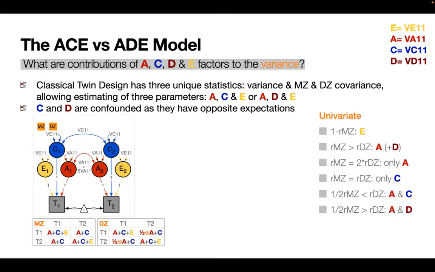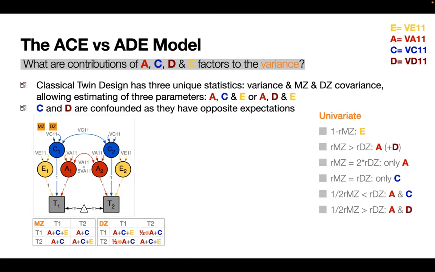Whilst for the DZ twins, the expectation of the covariance, which you can work out with the rules of path analysis, is a half A plus C. Note that the expectation for the variance is the same for both twin 1 and twin 2, as well as MZs and DZs, and is A plus C plus E.